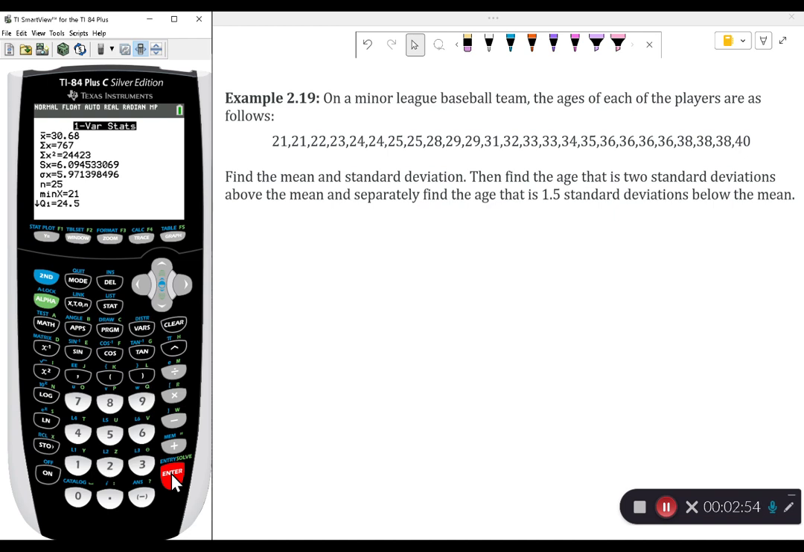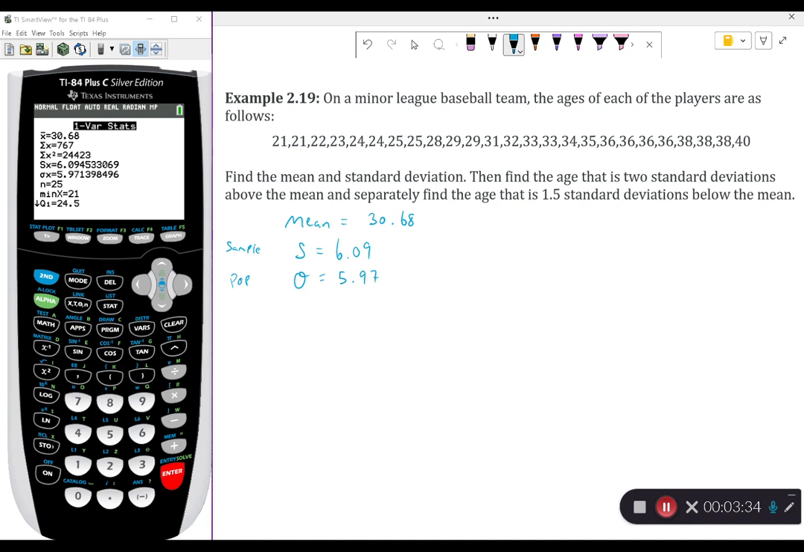And we find that the mean is 30.68, and we have two different standard deviations. We have the sample standard deviation S, and we have the population standard deviation sigma. S is 6.09, and sigma is 5.97. Again, sample, population. So now the question becomes, are we dealing with a sample or are we dealing with a population?